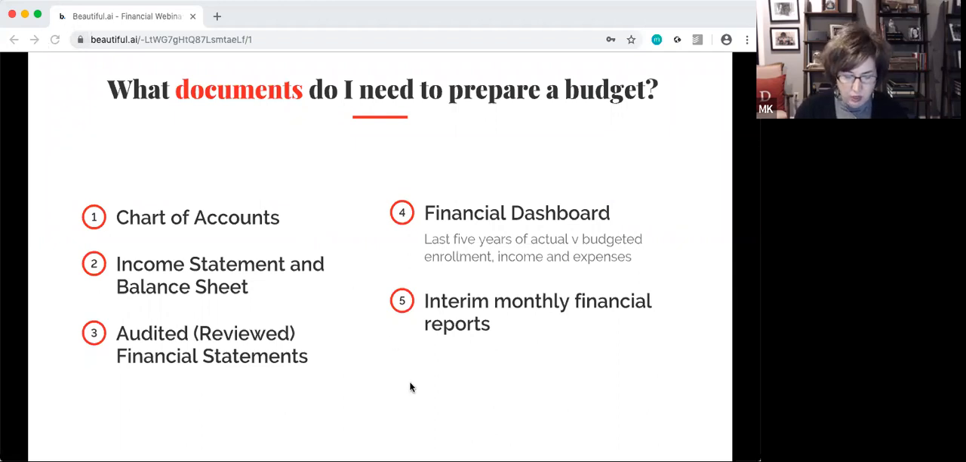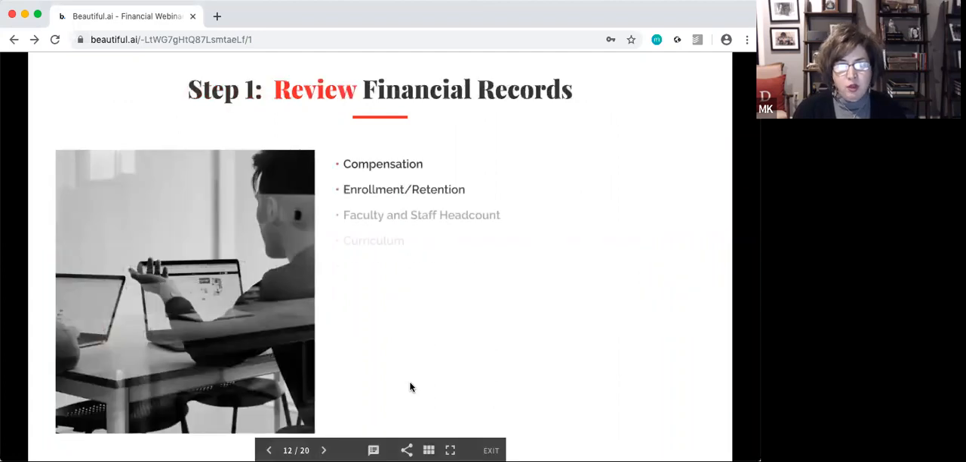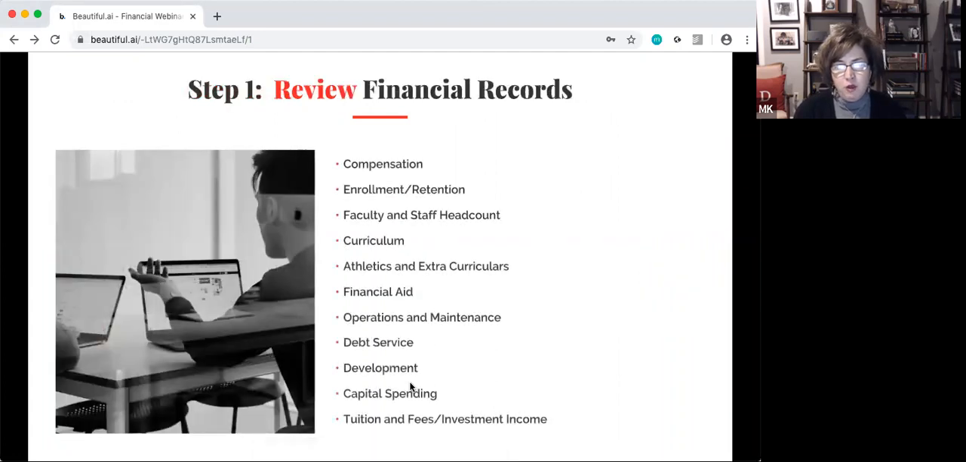And step 1 is to review all of those financial documents that you have put together. When you are looking at creating a budget, we just talked about compensation. You want to look at your compensation and ask the question, number 1, are we paying what we need to be paying? Are we getting close? If we're not even close, that's something that we need to consider as we're preparing our budget. We want to look at enrollment and retention.